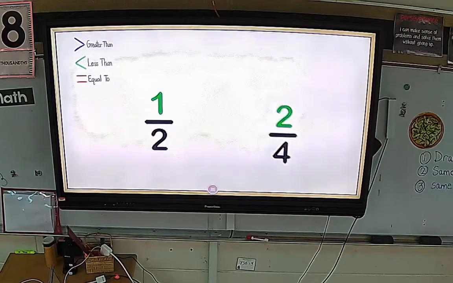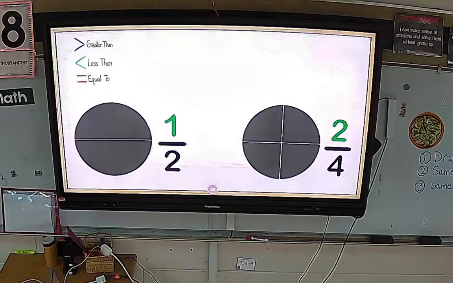Looking at these two fractions, can you tell me if 1/2 is greater than, less than, or equal to 2/4? If you said equal to, you are correct. Each of these fractions are the same, or equal, to each other. 1/2 is equal to 2/4. It is easier to see this because we have the models showing us what each fraction looks like. Drawing a model can help us compare fractions. I hope that you learned a little bit of how to compare fractions today.